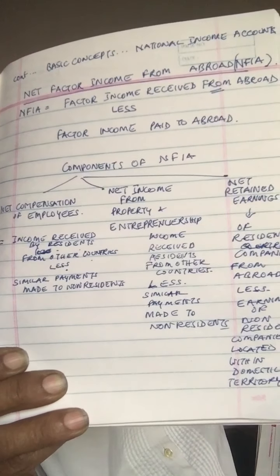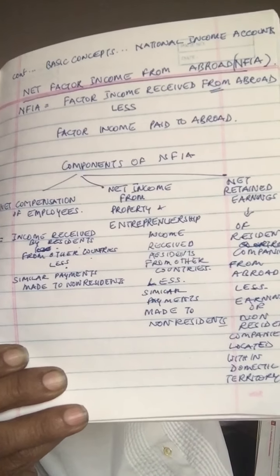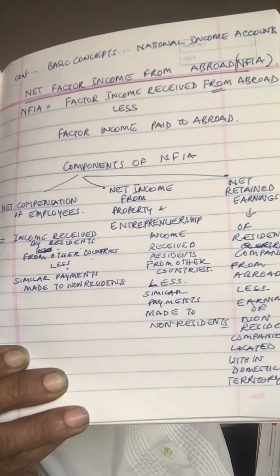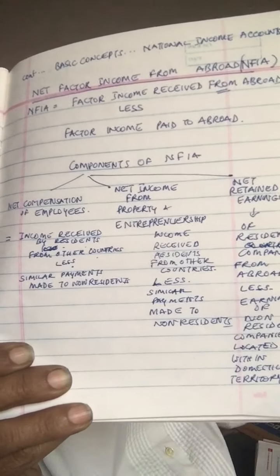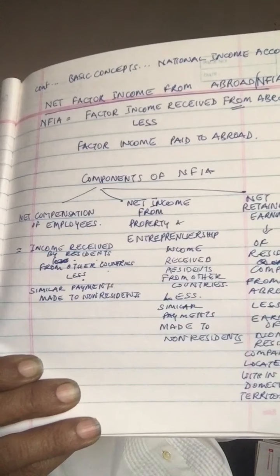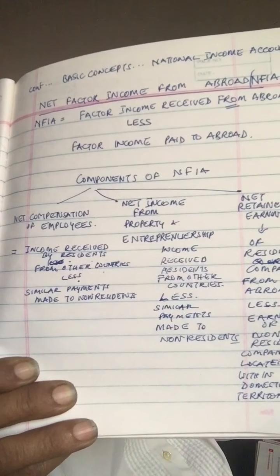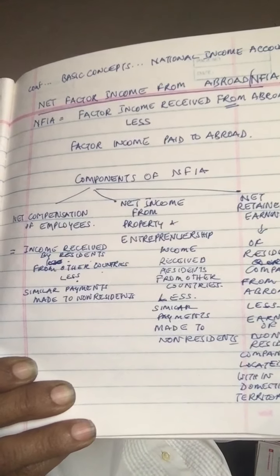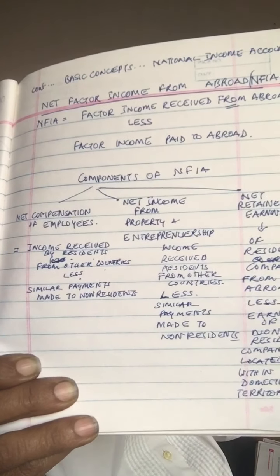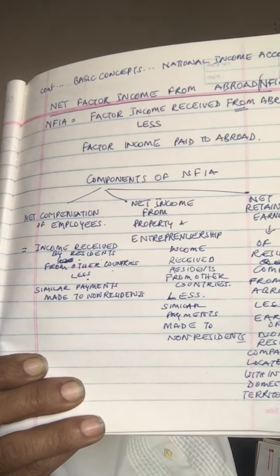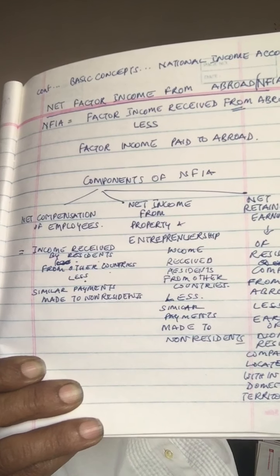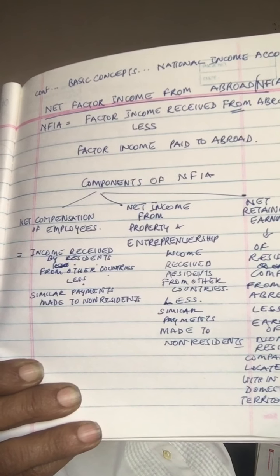So how do we calculate net factor income from abroad? It is factor income received from abroad minus factor income paid to abroad. Factor income received from abroad is the income earned by the normal residents of a country from abroad in terms of wages, rent, interest, dividend, and retained earnings. And factor income to abroad is the factor income paid to non-residents of other countries for their factor services within the domestic territory of the country.